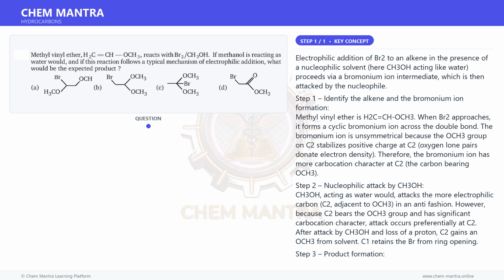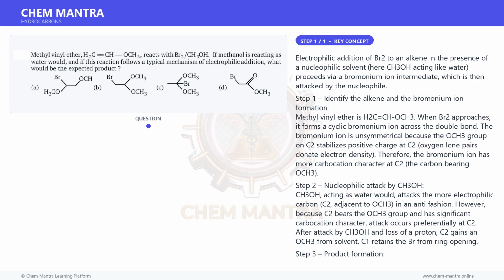Step 2. Nucleophilic attack by CH3OH. CH3OH, acting as water would, attacks the more electrophilic carbon, C2 adjacent to OCH3, in an anti-fashion. However, because C2 bears the OCH3 group and has significant carbocation character, attack occurs preferentially at C2.